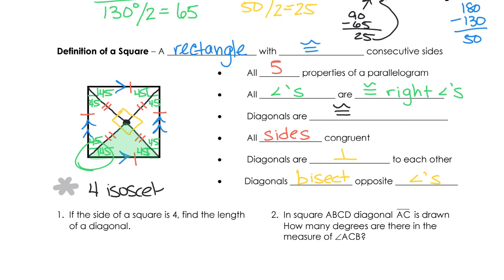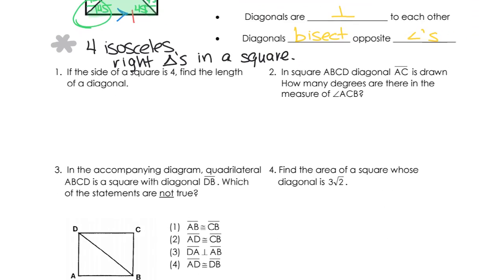And in a square, we can go ahead and say that we have four isosceles right triangles in a square. Okay, in a rectangle, they were isosceles. In a rhombus, they were right triangles, and now we get right isosceles triangles in a square. All right, so that could help us out if they ask us questions. All right, let's see if we can answer these four questions.